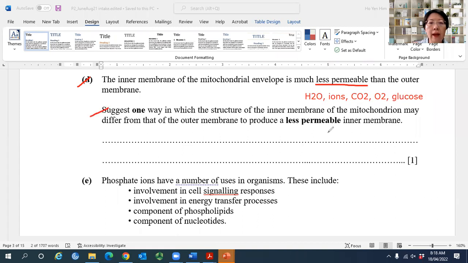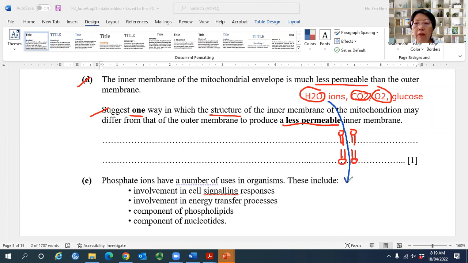Okay. So suggest one way in which the structure of the inner membrane of the mitochondrion differs from the outer membrane to produce a less permeable inner membrane. So like water, CO2, and oxygen, right? They pass through the spaces between the phospholipid molecules. Okay, so this is phospholipid bilayer. So these molecules that are uncharged but polar, they can pass directly across the spaces in between the phospholipid molecules.